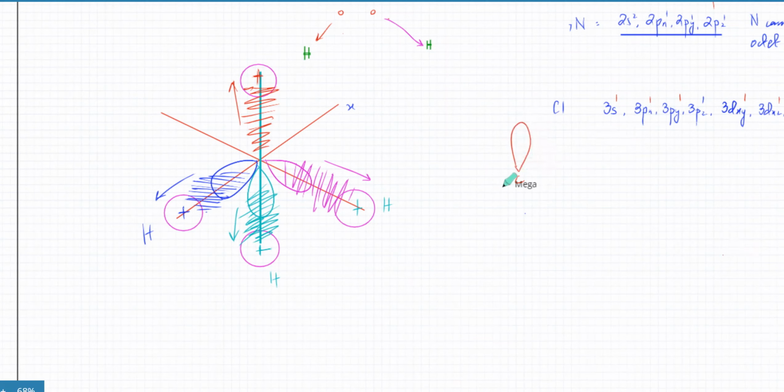One electron is getting pulled over here, one over here, one is coming out of the page, and then there's one over here. So the electrons are getting pulled by 4 different atoms in a tetrahedral arrangement.